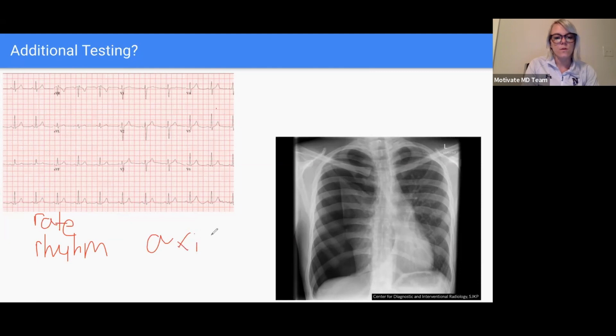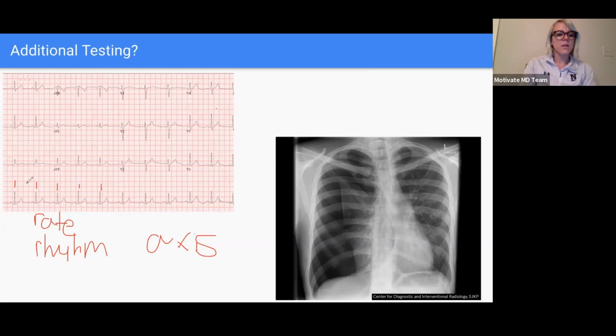And we're not going to go too far into axis, but if we look at the rate, what we're doing is dividing 200 by the number of big boxes. So we see maybe 1, 2, 3, and this is probably 4. Okay, so 200 divided by 4, that's a normal rate. Then we look at the rhythm, whether these QRS complexes are happening regularly or irregularly. To me, it looks like there's a normal time between each of these QRS complexes. So I would say that's a regular rhythm.